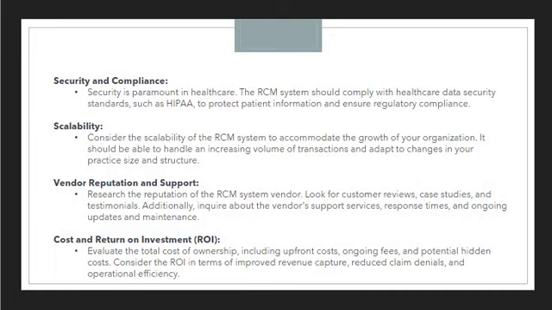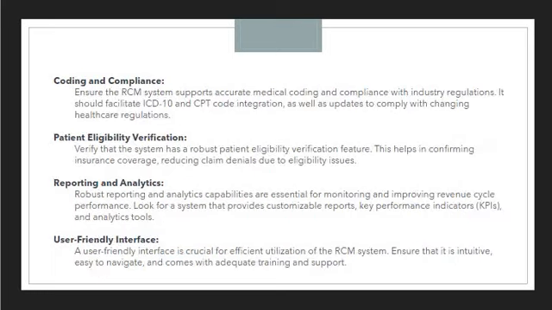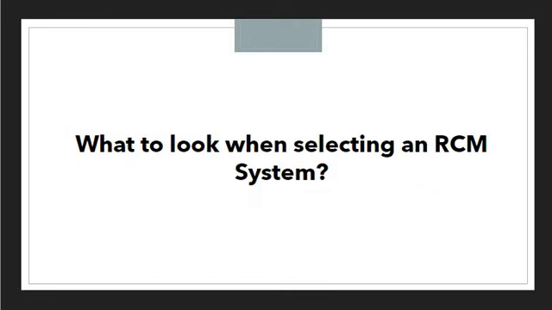Cost and ROI. You know that ROI is very important whether you are working in the healthcare domain or any kind of domain. It is important, right? So we should evaluate the total cost of ownership, including upfront cost, ongoing fees, and potential hidden costs. Consider the ROI in terms of improved revenue capture, reduced claim denials, and operational efficiency. Okay, so these are all the points which we should take care of while selecting an RCM system.